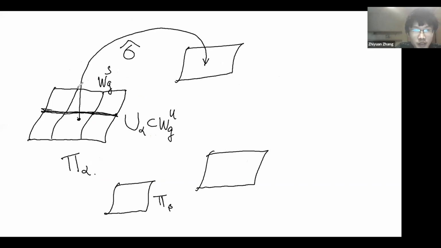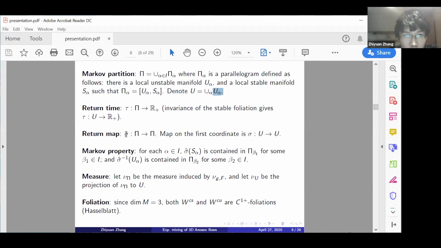This is because the stable manifold is invariant under the flow. So the return time function for two points here is the same. Then the return map, you can also consider as a map on U, and you denote it by sigma. This map has a Markov property.